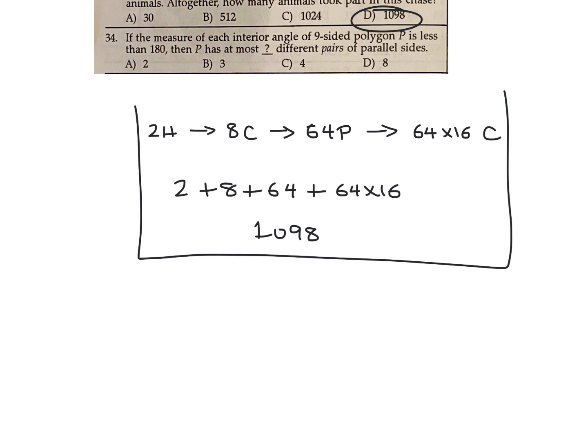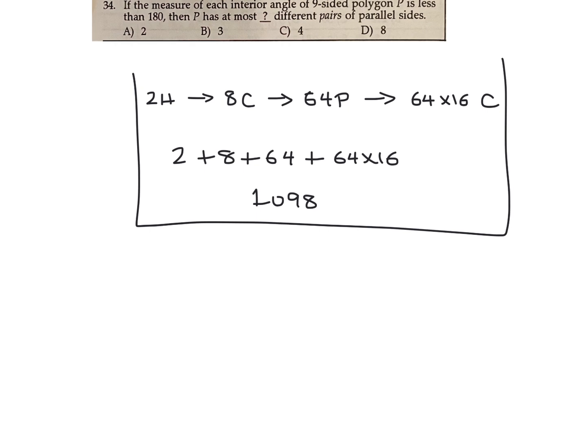If the measure of each interior angle of 9-sided polygon P is less than 180, then P has at most how many different pairs of parallel sides? Okay, so how many? 9? Oh, 9. Okay, so first let me start off with something similar.